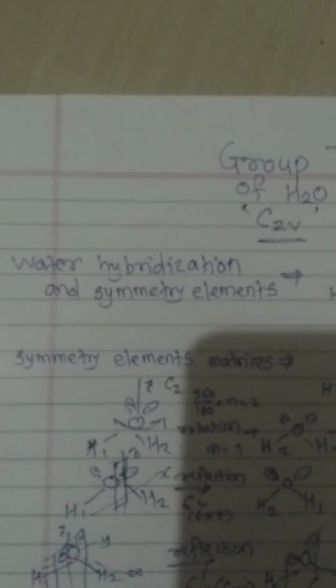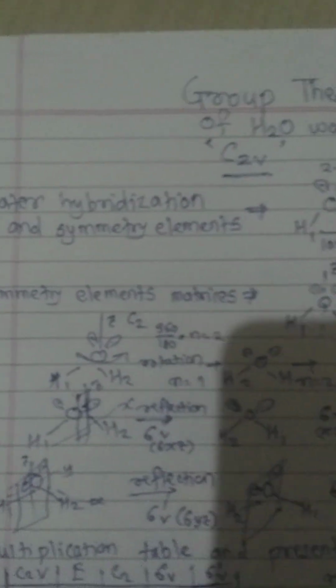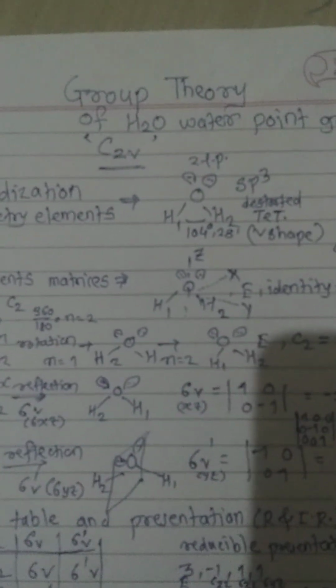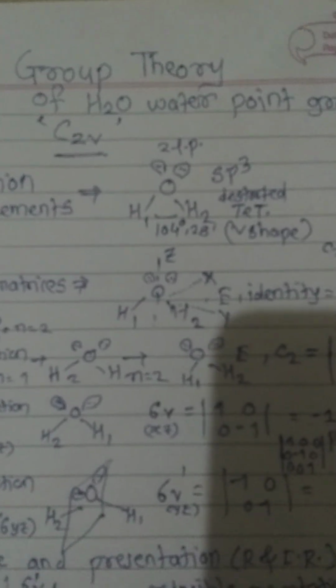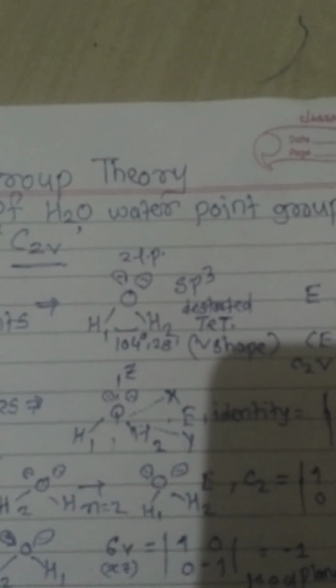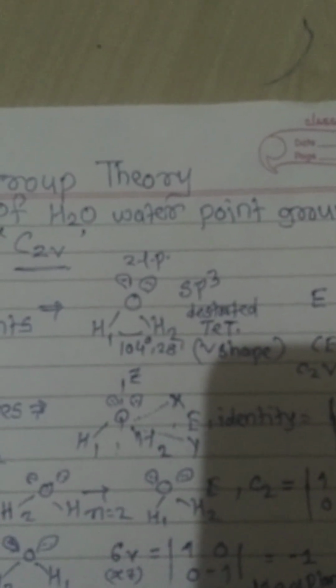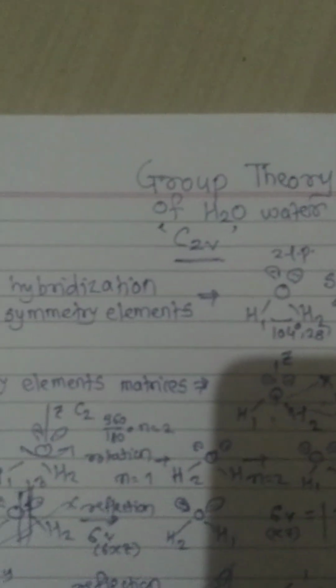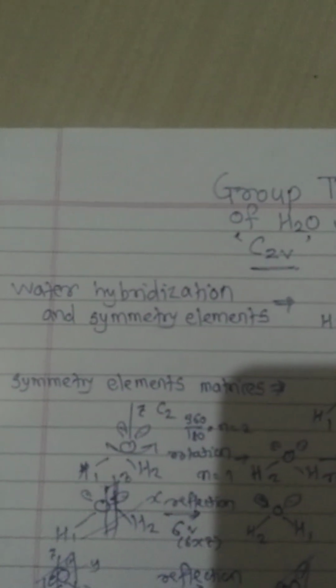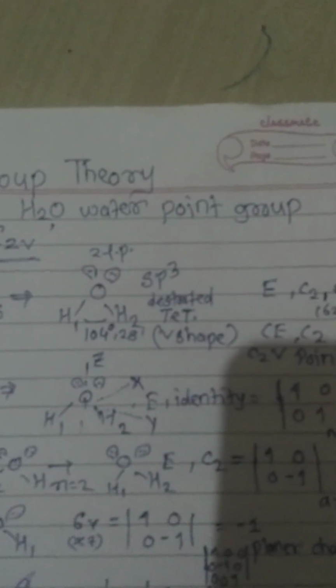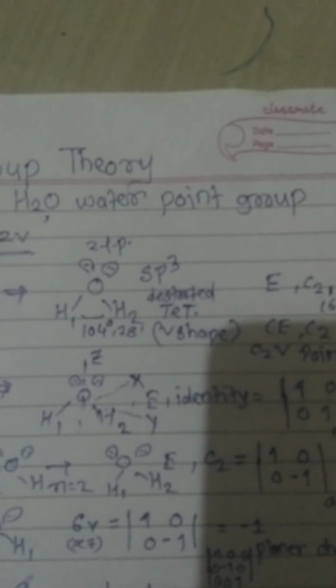So here water has hybridization sp3. It has a distorted tetrahedral structure or V-shaped structure. The bond angle is 104 degrees 28 minutes. Water contains two lone pairs. Suppose the two hydrogens are named H1 and H2. The water has a symmetry according to the distorted tetrahedral or V shape.